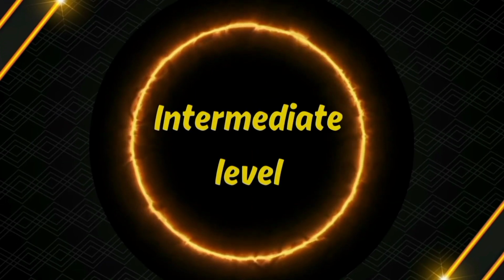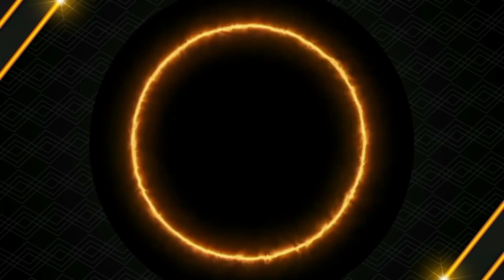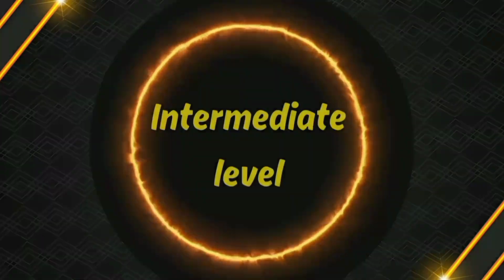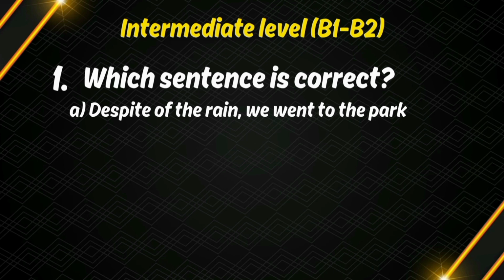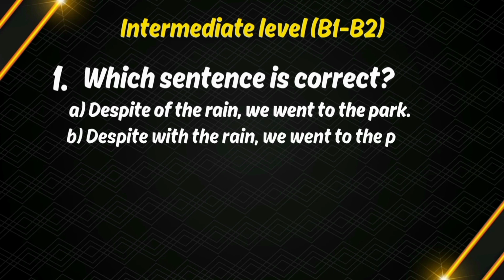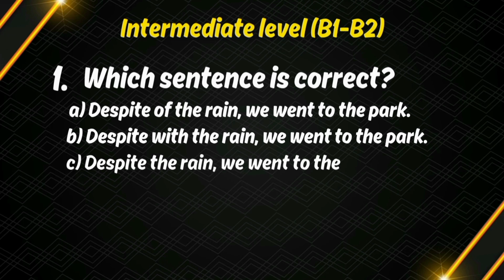Now we are going to get the intermediate level B. Let's start. 1. Which sentence is correct? A. Despite of the rain, we went to the park. B. Despite with the rain, we went to the park. C. Despite the rain, we went to the park.